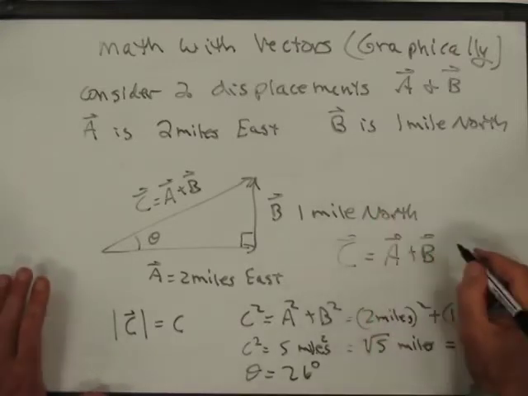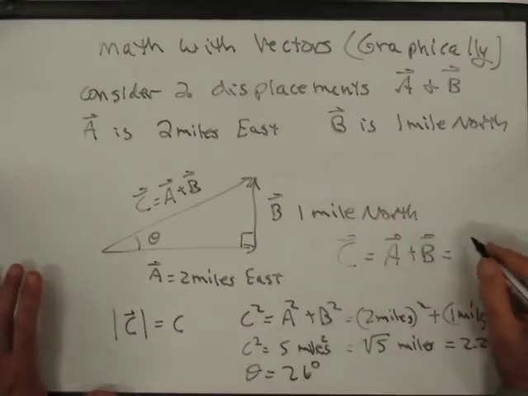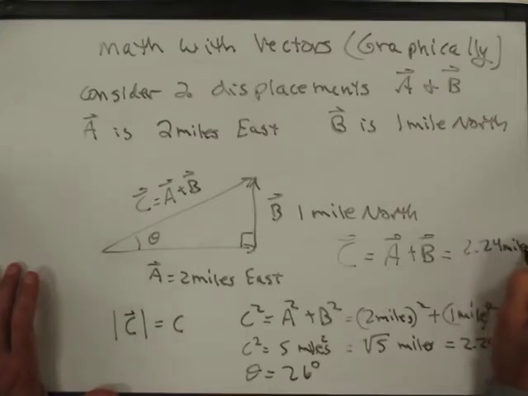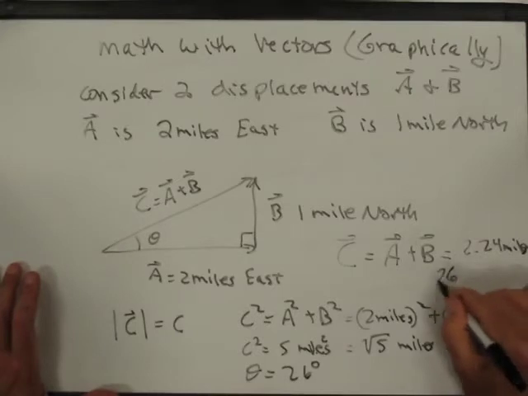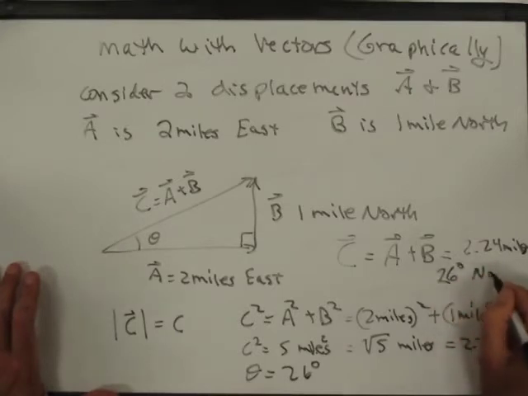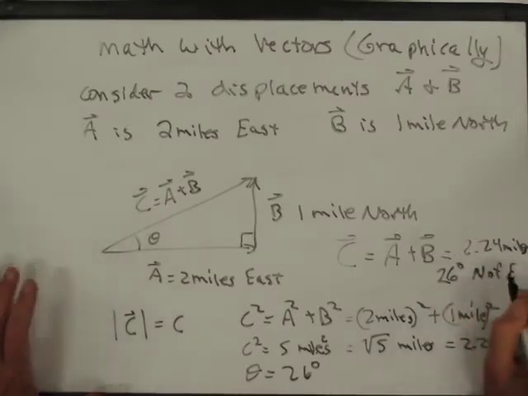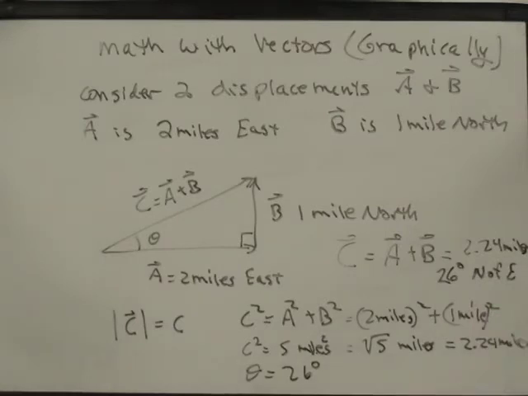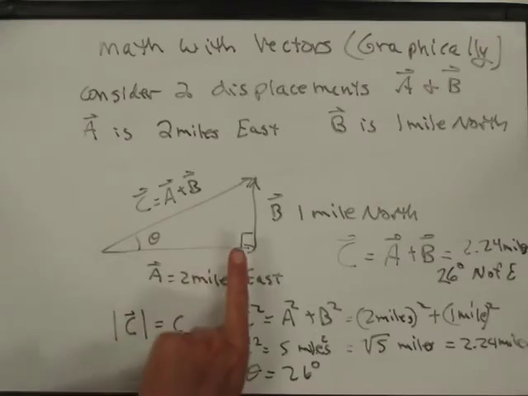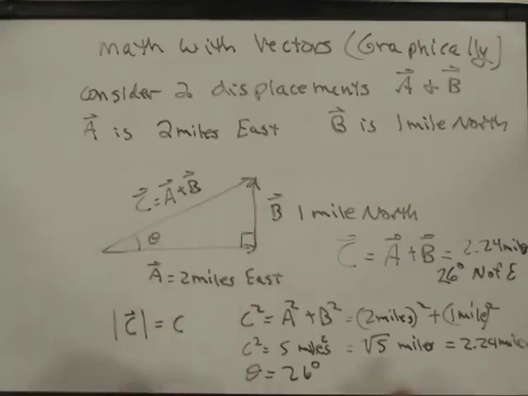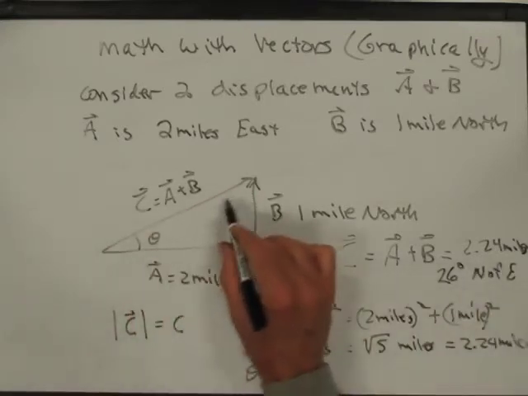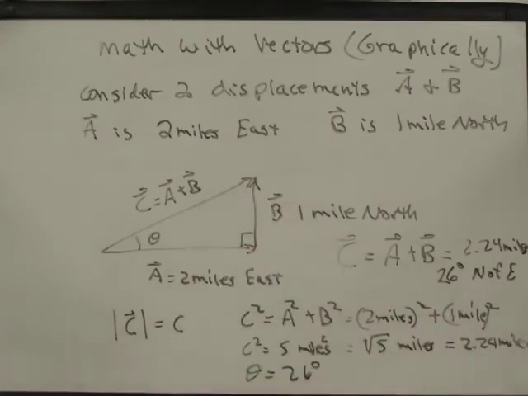And so the vector C is 2.24 miles, 26 degrees north of east. Okay, follow that. So this was 2 miles east plus 1 mile north gives me a vector that's 2.24 miles, that's its magnitude, 26 degrees north of east.